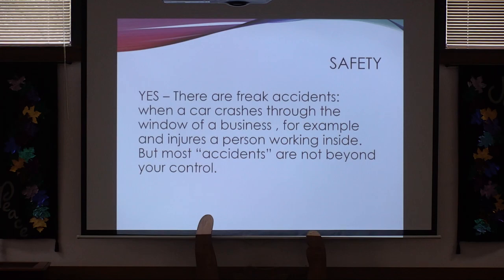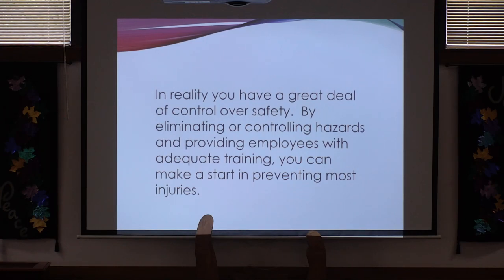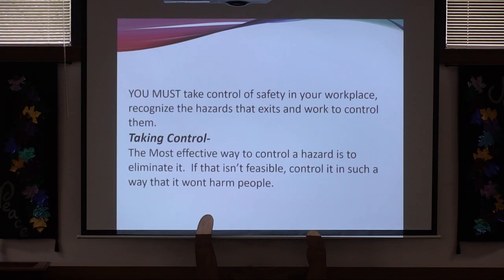Yes, that does happen, but there are a greater percentage of things that we can avoid accidents by doing good practices. You have a great deal of control. By eliminating controlling hazards and providing employees with adequate training, you can make a start in preventing most injuries. And that's what, you know, we really try to do.